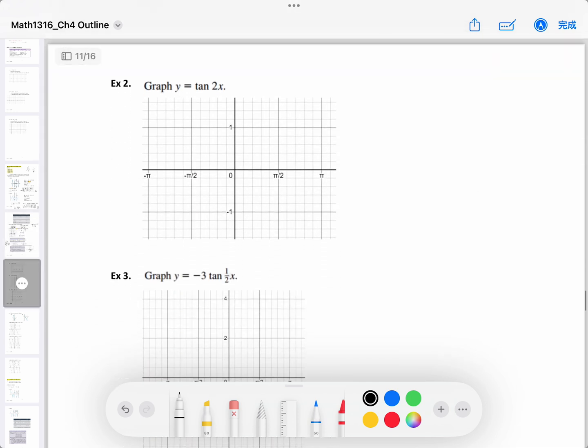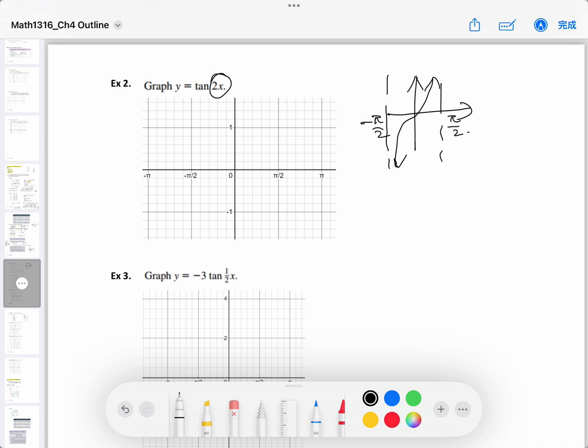Okay, let's see the next example. This one is very easy. If you don't want to use the 5 steps, maybe we can just use very easy steps. For example, I know what the graph of the tangent function is. This is a tangent function from negative pi over 2 to pi over 2.